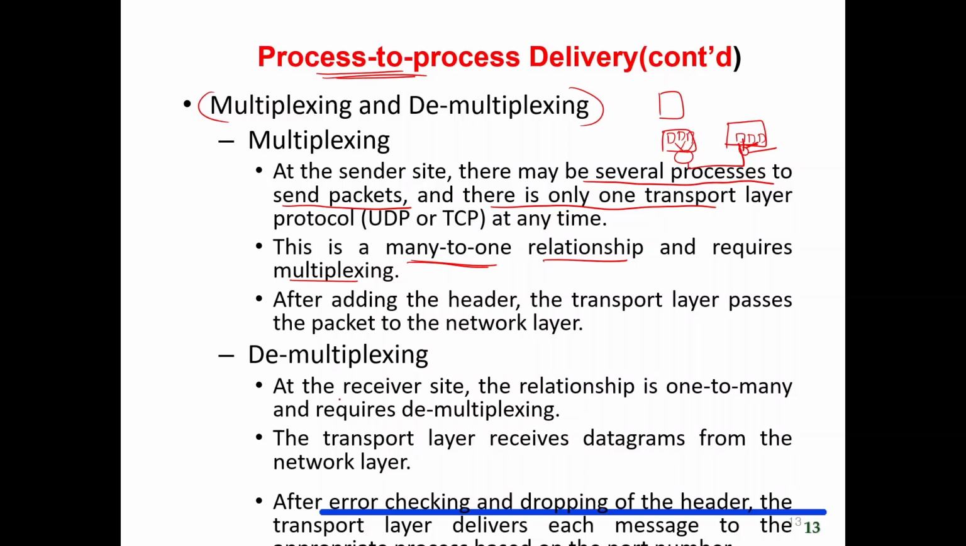Similarly, in the receiver side, demultiplexing will happen, right? Whenever multiplexing happens, demultiplexing will happen at the receiver side. Whatever processes were combined in multiplexing are again separated. After separating, error checking is done, and whenever there is an error, the particular packet will be dropped. Depending on the header value, all these things will happen in demultiplexing.